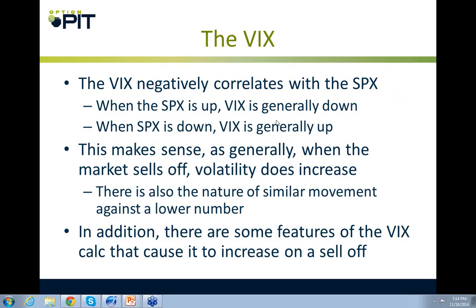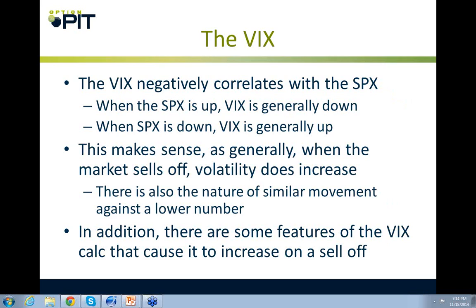So the VIX negatively correlates with SPX. So when SPX is up, VIX is generally down. When SPX is down, VIX is generally up. All right. This makes sense for multiple reasons. One, when the market sells off, volatility does increase. And that's just natural.